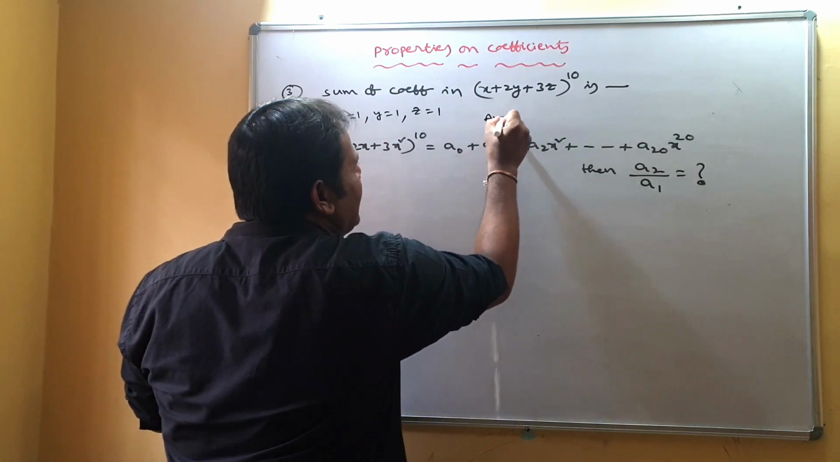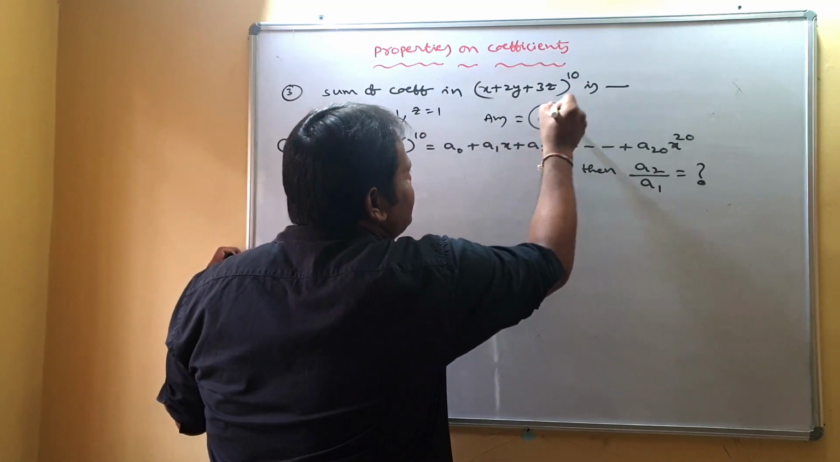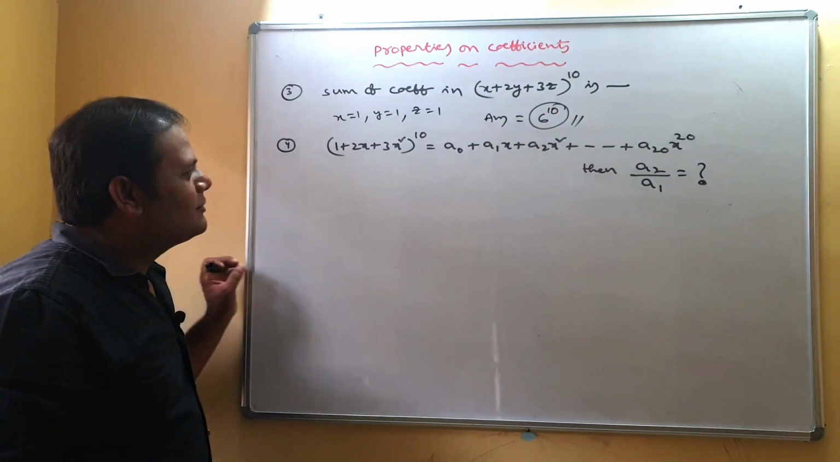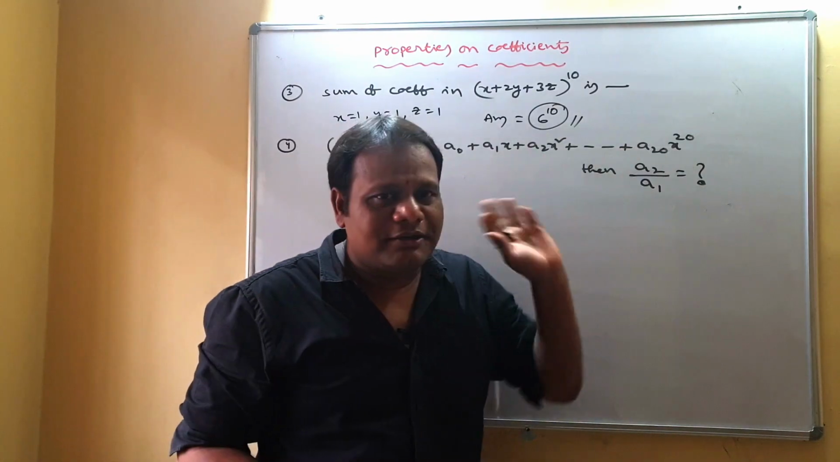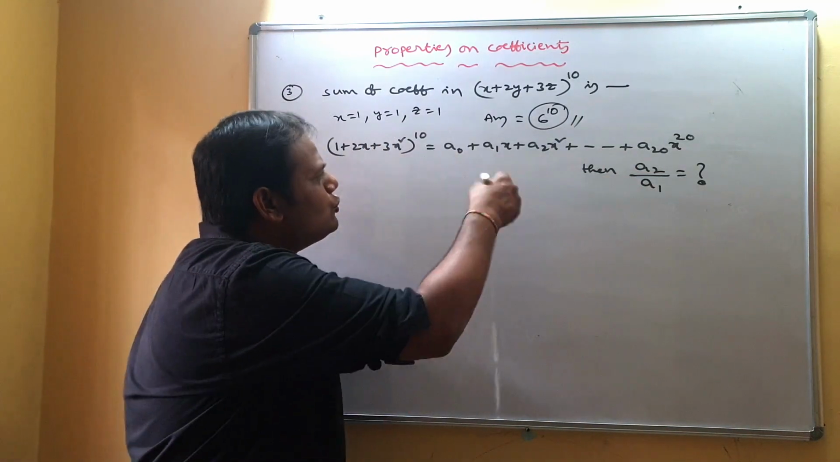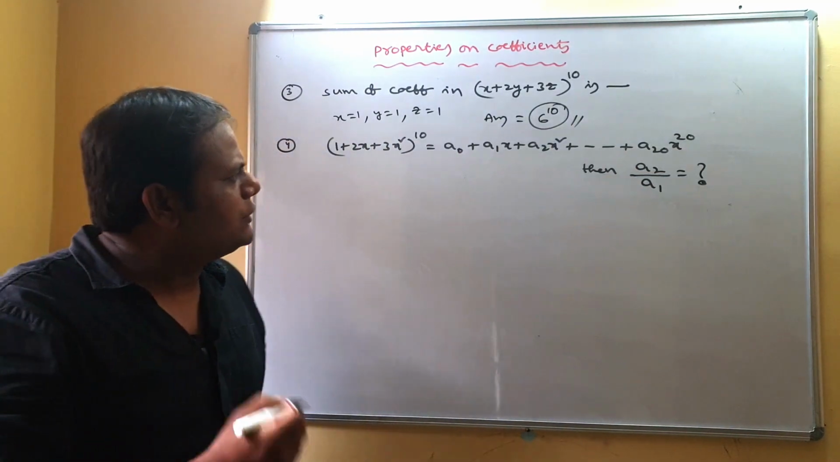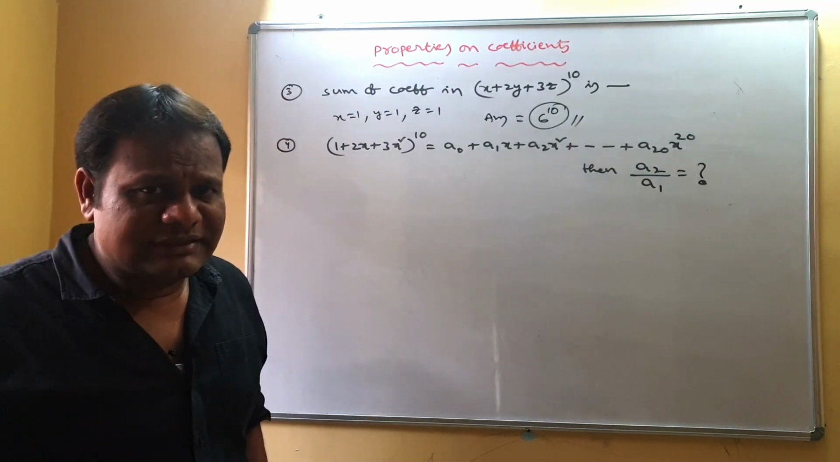So what is the answer? It becomes 6. So the answer is 6 power 10. Coming to this problem, they have given one expansion. What are they asking? A2 by A1. So you have to find the value of A2 by A1, is it?